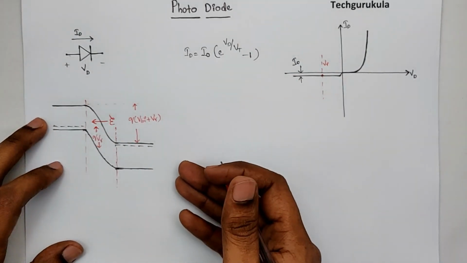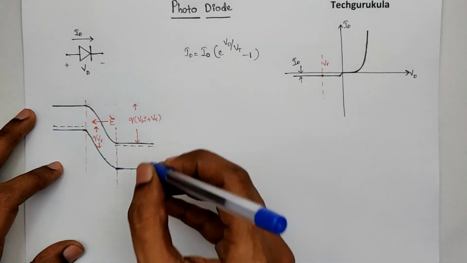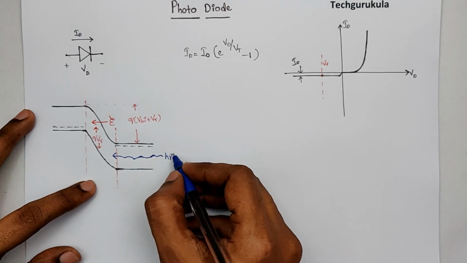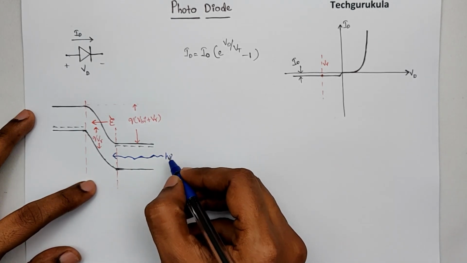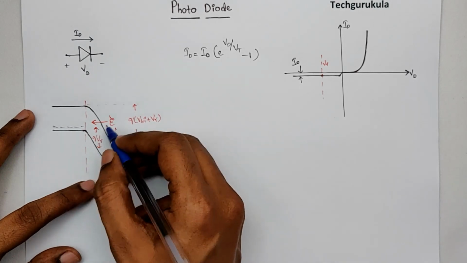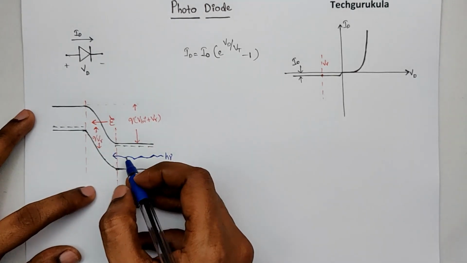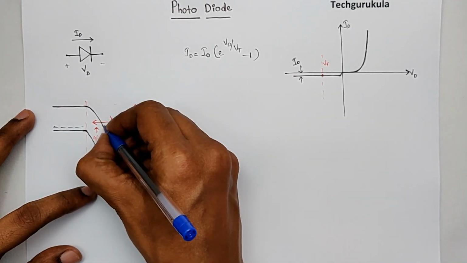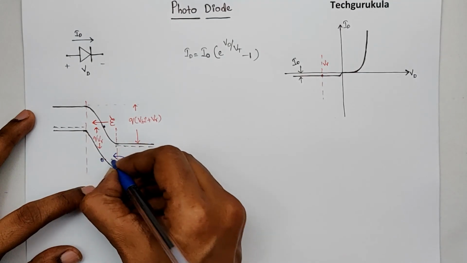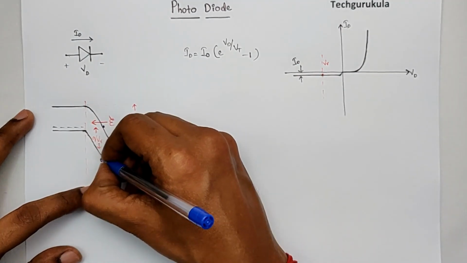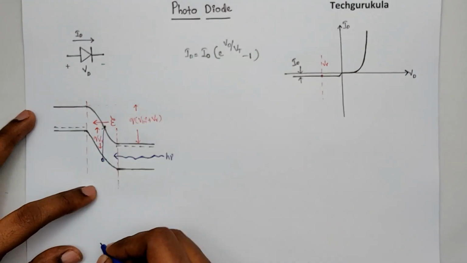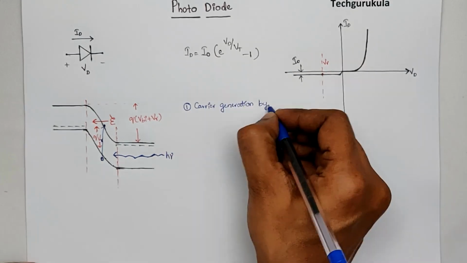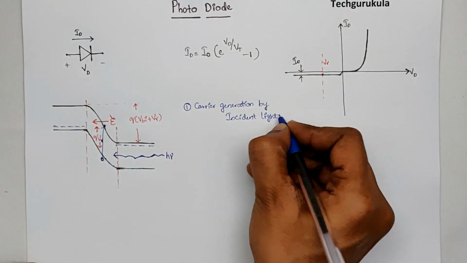Now let's say we are going to incident light onto this PN junction. Let me assume the light is coming from one side with energy h nu. Let's assume that this light energy, h nu, is enough to excite electrons from the valence band to the conduction band. In this case, electron hole pairs are generated in the depletion region. Let's say there is an electron generated here, and a hole, by absorbing this photon. So the first point is carrier generation by incident light.